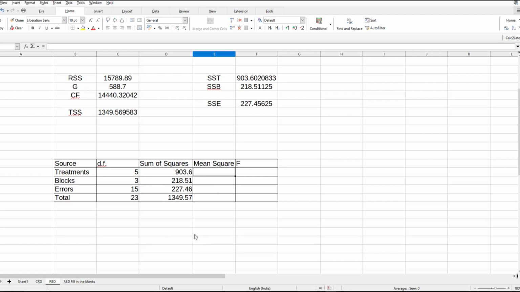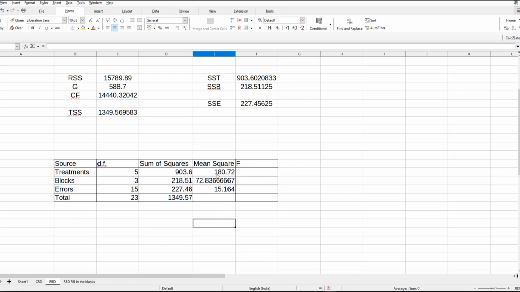Next step is to find out the mean square. So what is mean square? Mean square is nothing but the sum of squares divided by the corresponding degrees of freedom. That means 903.6 divided by 5, which is 180.72. The same process for the remaining 2, that means block and error. We don't calculate MS for total, I am repeating it again, right?